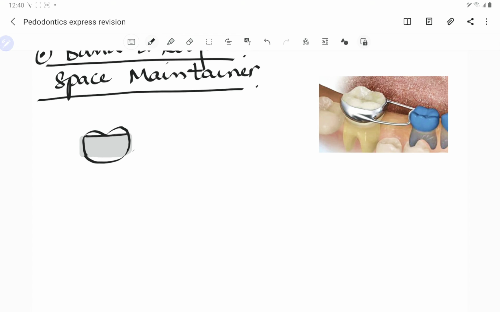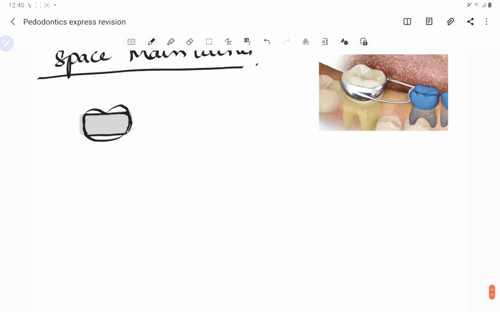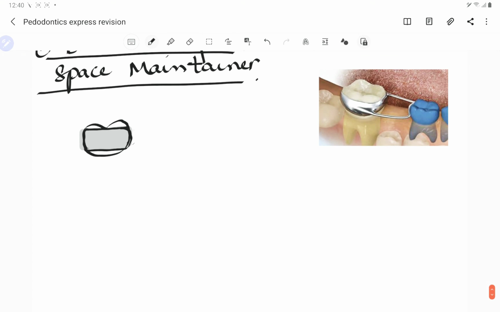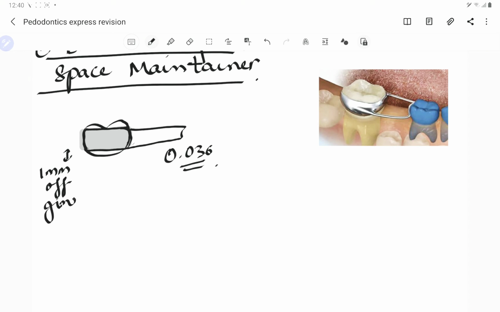So a band is created first of all, and then a loop is soldered to the band. You can see here there is a loop which is soldered to the band. This loop is formed of 0.36 wire, and we have to make it 1 millimeter above the gingival tissues, so that there is no irritation to the gingiva.